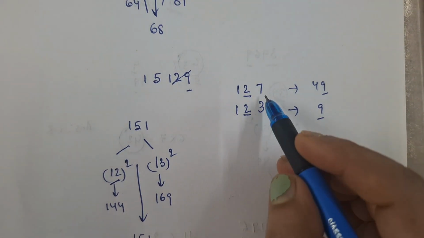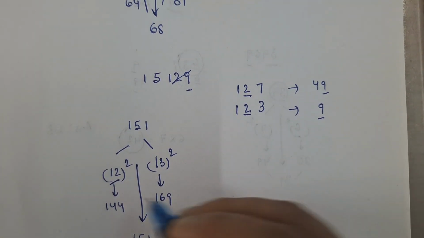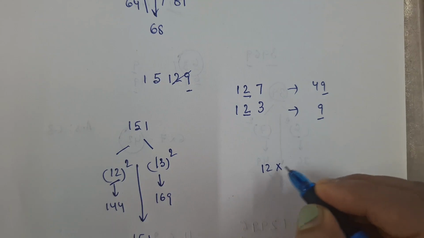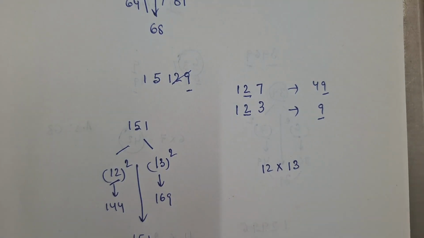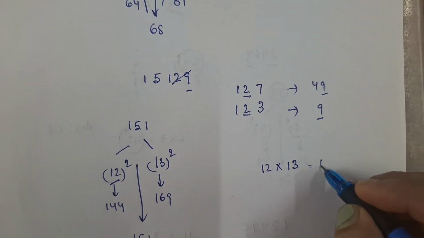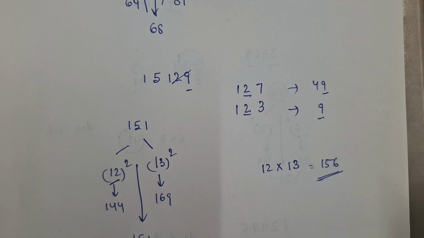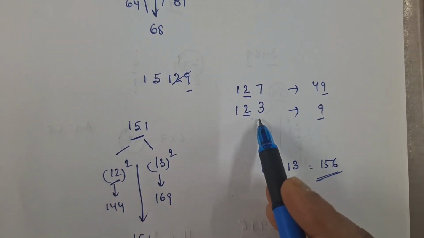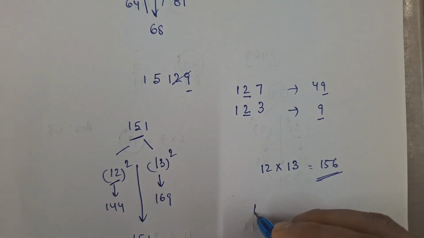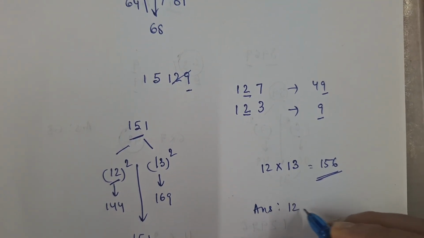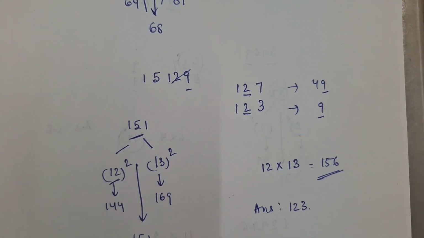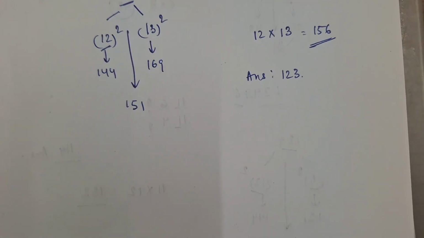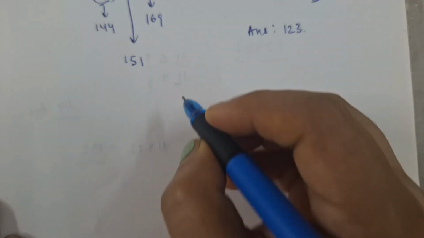Now to find out whether it is 127 or 123, we will take this small number 12 and multiply it with 13. When we multiply 12 and 13, we get 156. Now compare 156 and 151. Which is smaller? 151 is smaller. So take the smaller number. So your answer is 123. Okay. Next, we will do one more example, students.